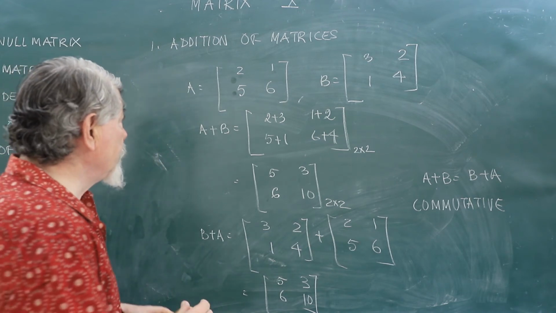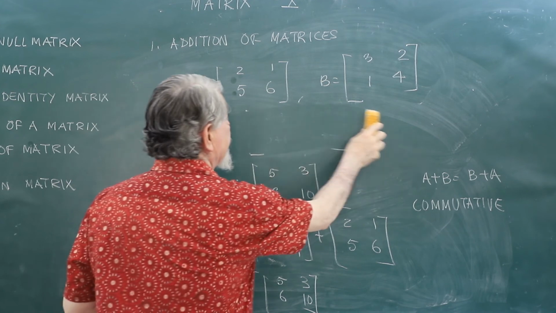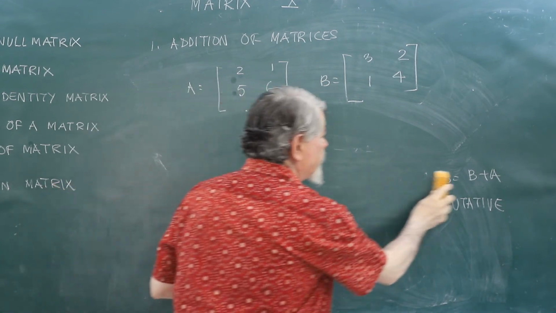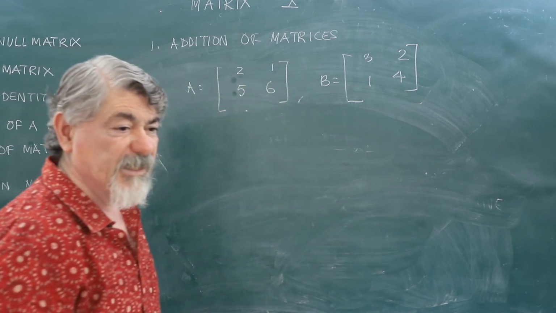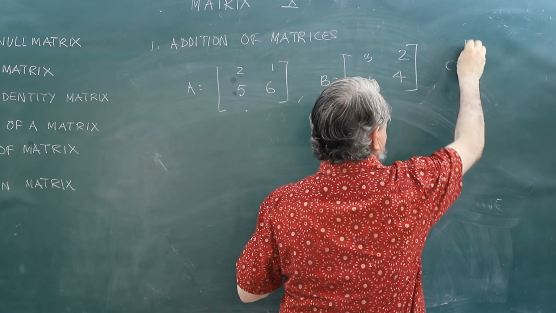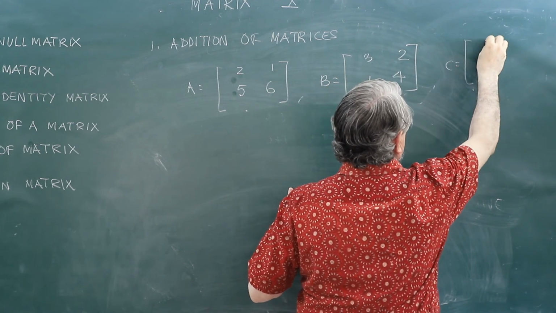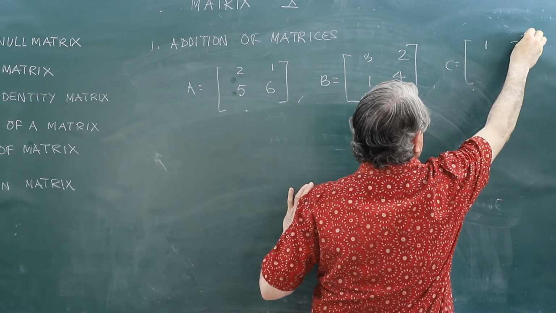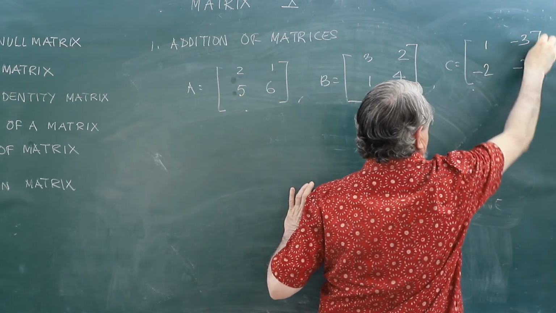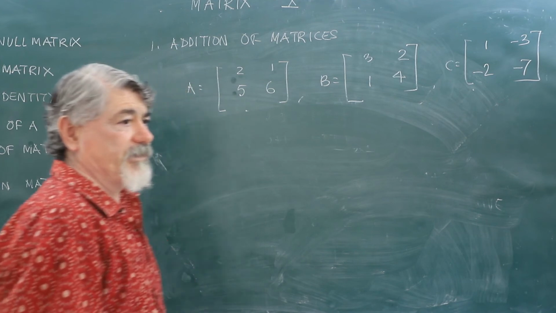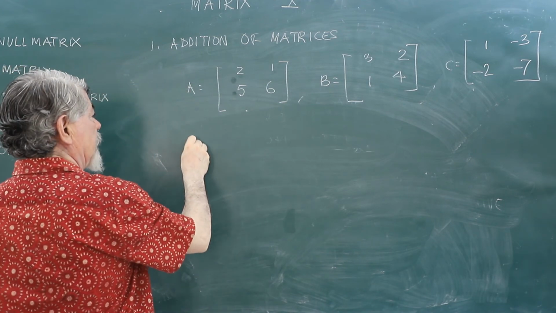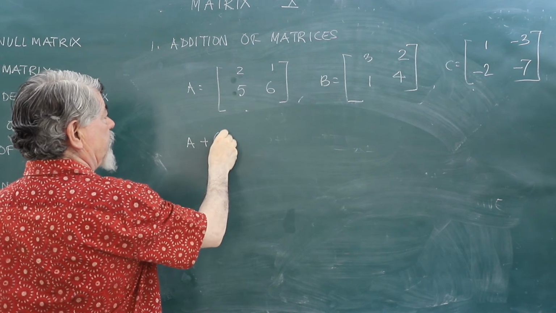Now let us see one more example. A and B I have taken. Let me take one more matrix C of the same order. Suppose it is 1, minus 3, minus 2, minus 7. I have taken 3 matrices. Now let us find, first of all, A plus (B plus C).